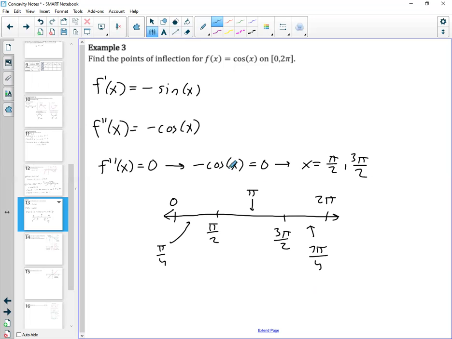The cosine of pi over 4 is root 2 over 2, but it's negative cosine, so it's going to be negative root 2 over 2. That's a negative. Cosine of pi is negative 1, but negative of negative 1 is positive 1. And the cosine of 7 pi over 4 is also root 2 over 2, and it's negative, so it's negative. So that checks out. The concavity, the second derivative, changes from negative to positive here. So pi over 2 is a point of inflection.